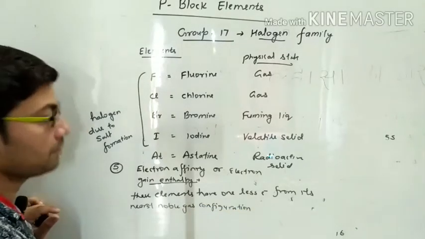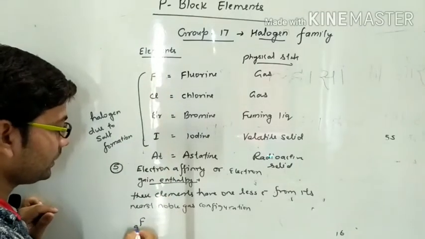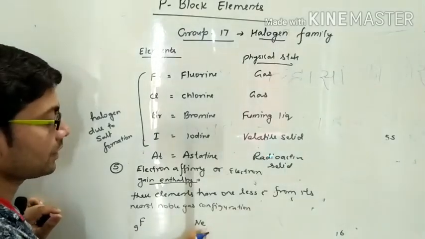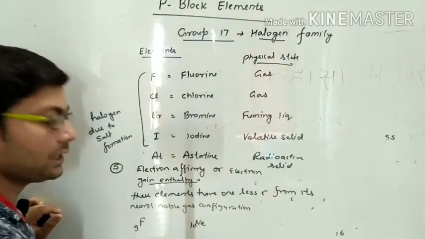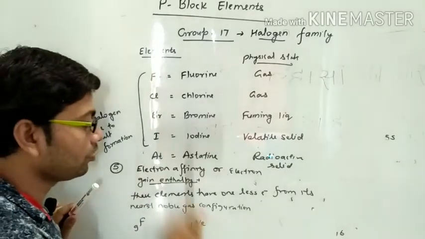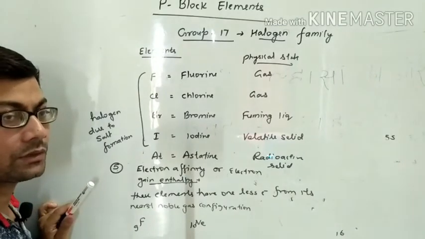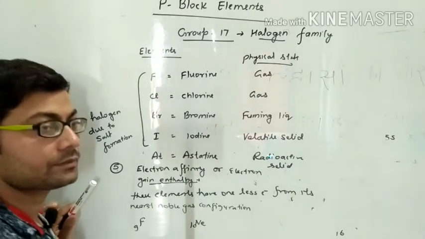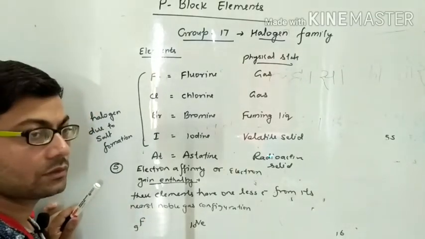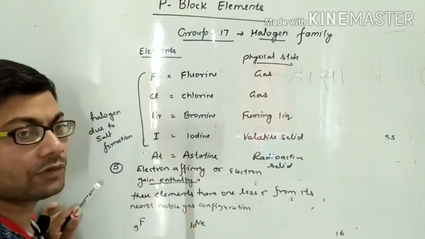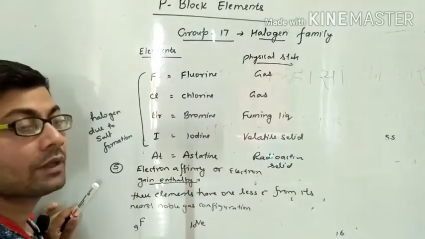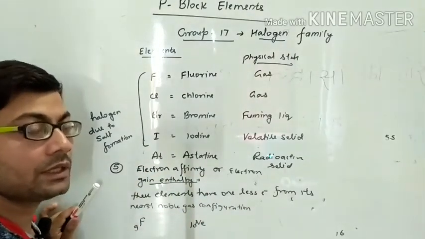If we take an example like fluorine, fluorine has 9 electrons, and in case of neon, which is the noble gas, which has 10 electrons. So fluorine is 1 electron less from its nearest noble gas configuration. So it has more tendency to gain 1 electron to obtain the stable noble gas configuration. So that's why these elements have maximum electron gain enthalpy in the periodic table.